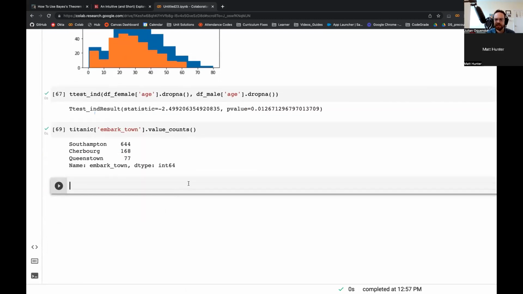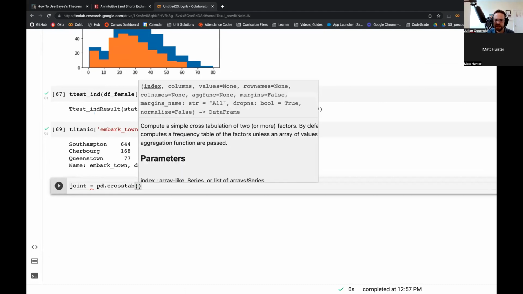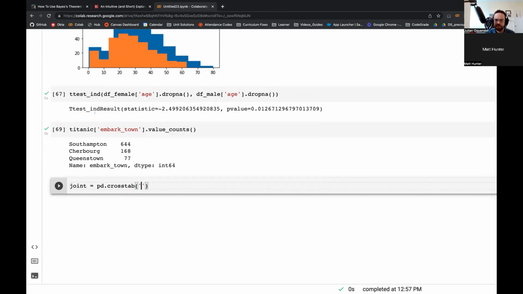That's perfect. So if we take a look at the relationship between individuals from a specific town and those who survived, we need to create a joint distribution. That joint distribution can be created using the pandas crosstab, where we measure the values that we want on our index. In this case, I want embark town.